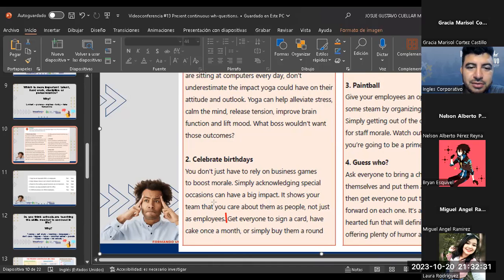Special occasion can have a big impact. It shows your team that you care about them as people, not just as employees. Thank you. Sí, hay palabras raras, pero creo que captamos cierta idea. Okay, we go now with Doris.